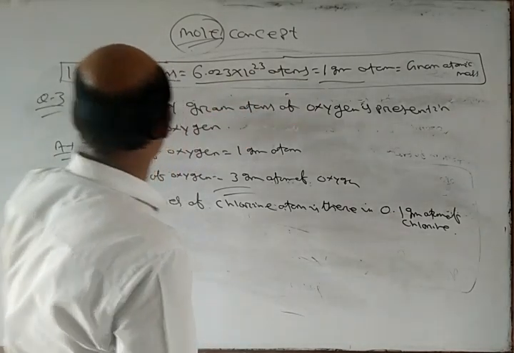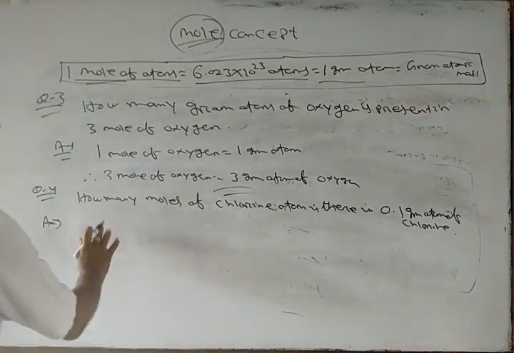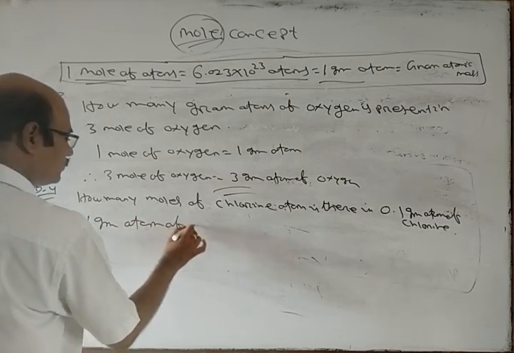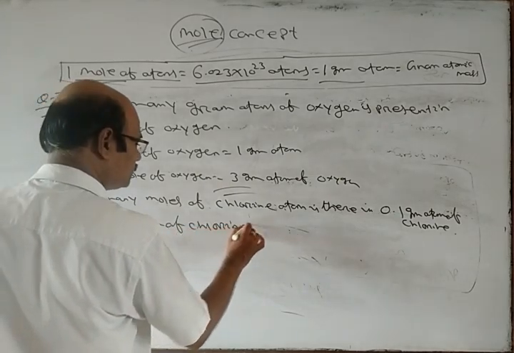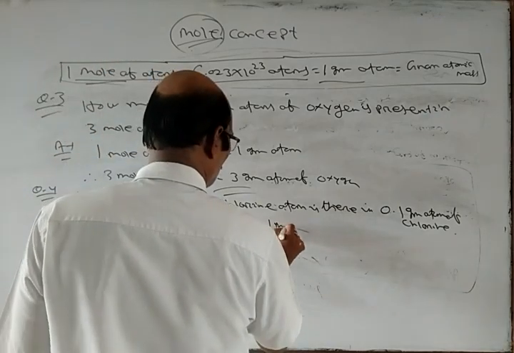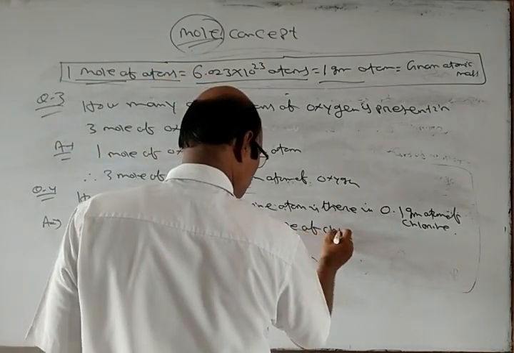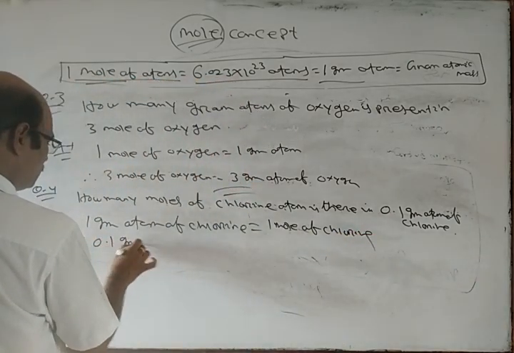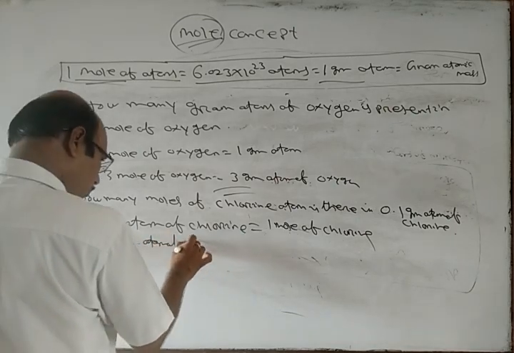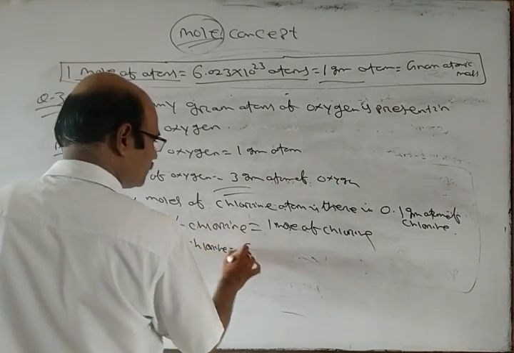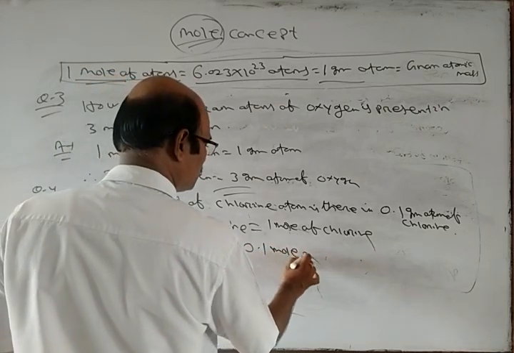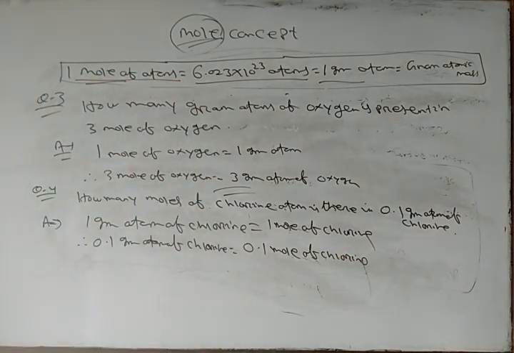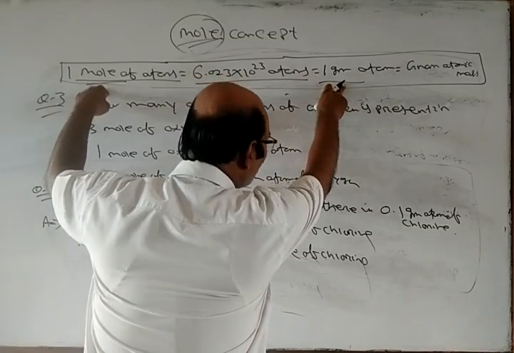1 gram atom equals 1 mole of atom. So what is it? How many moles is it asking? 1 gram atom of chlorine is equal to 1 mole of chlorine. Therefore, 0.1 gram atom of chlorine is equal to 0.1 mole of chlorine. Okay, so this is how you relate mole and gram atom.